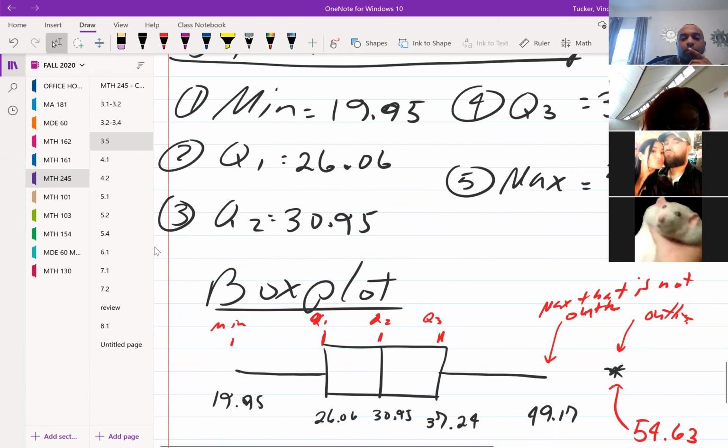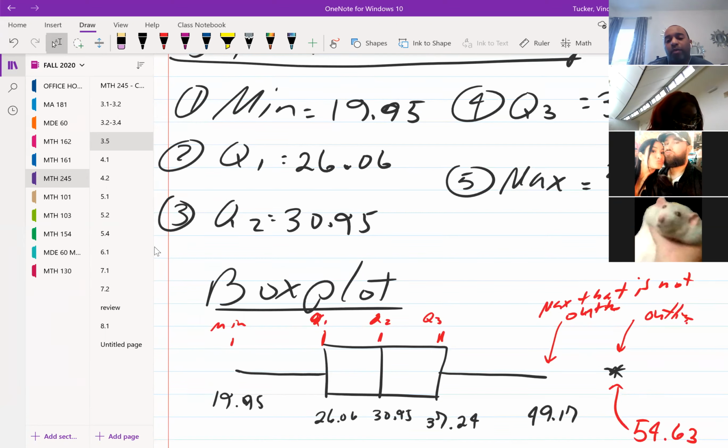All right, so then your box plot will look like that. Go to 19.95 as our minimum. Remember, that wasn't an outlier. Q1, Q2, Q3, so it's 26.06, 30.95, 37.24.